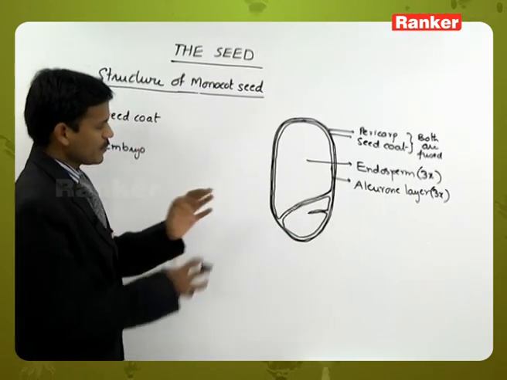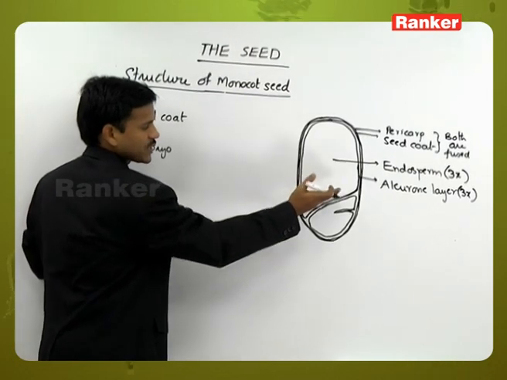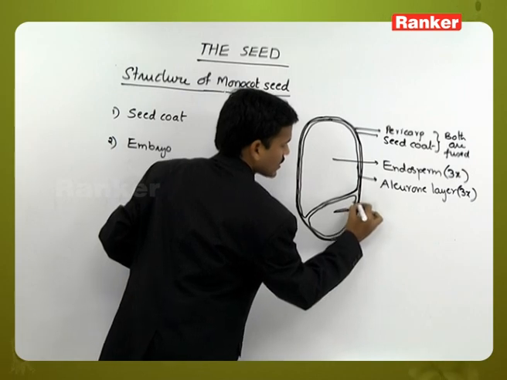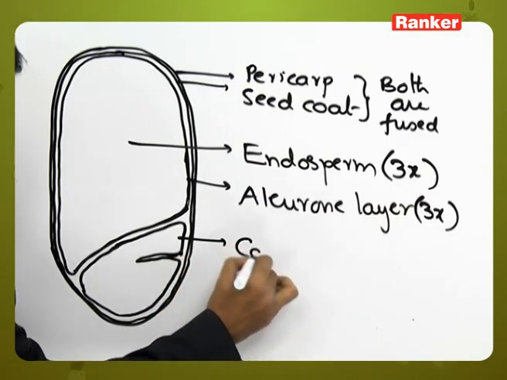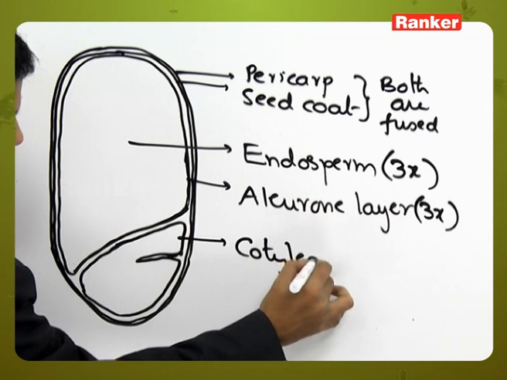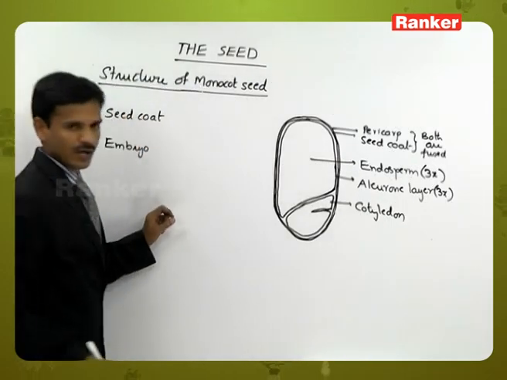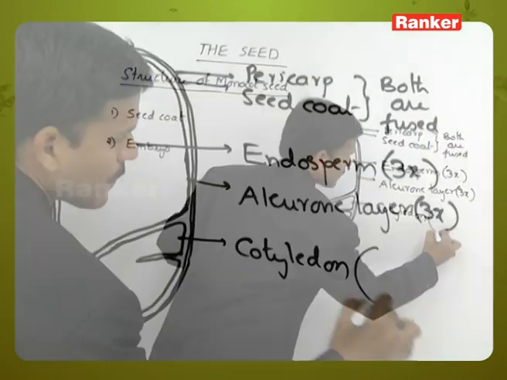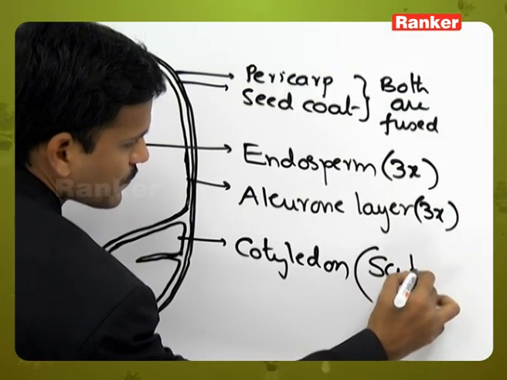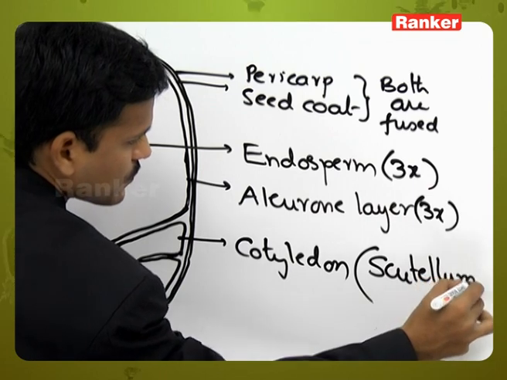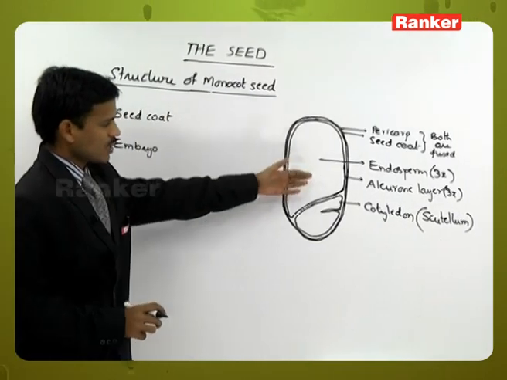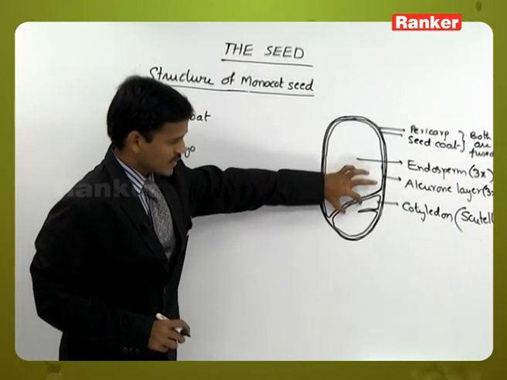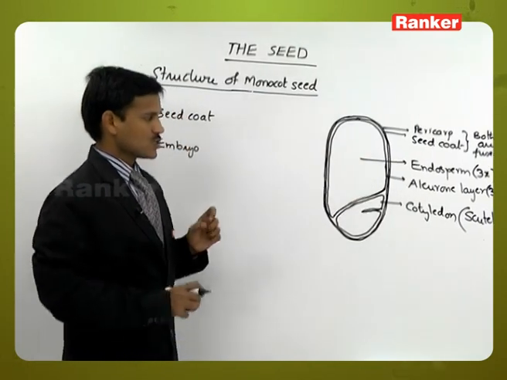Here it is the embryo. The embryo is situated in the groove of the endosperm, and it has only one cotyledon. Only one cotyledon. The cotyledon is shield shaped and very large. That cotyledon is called the scutellum.